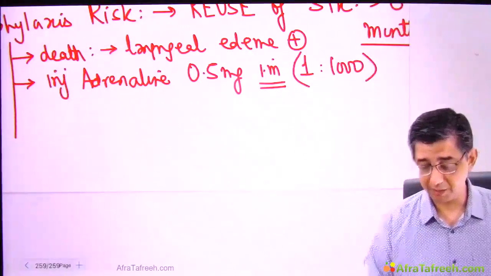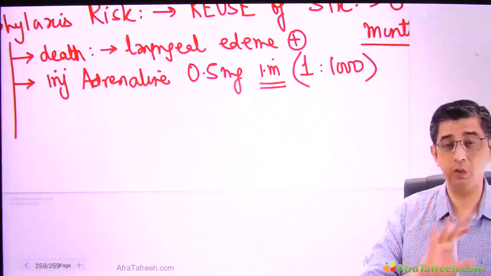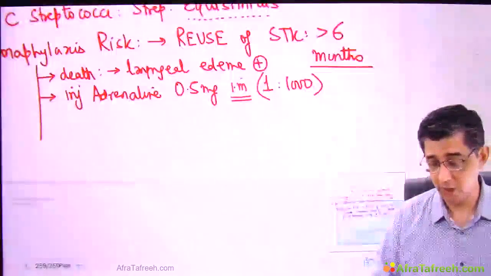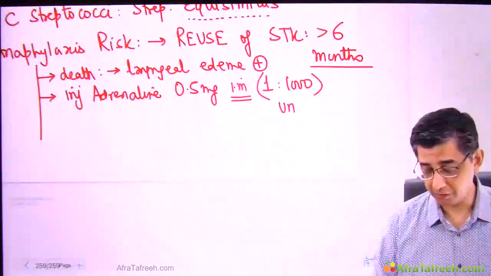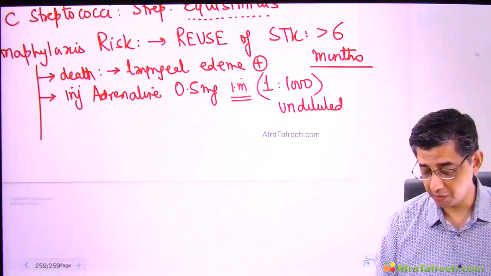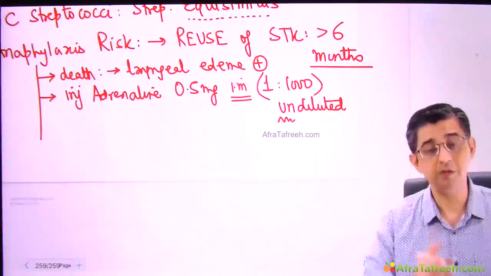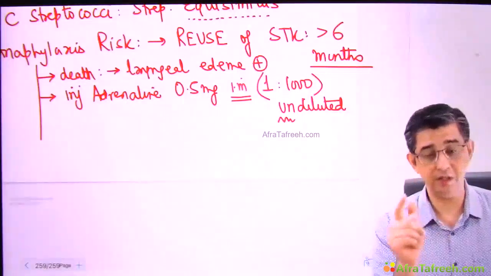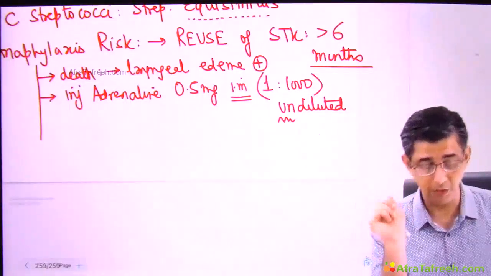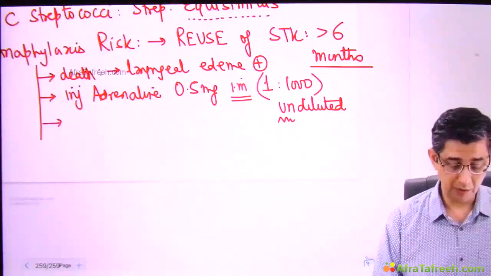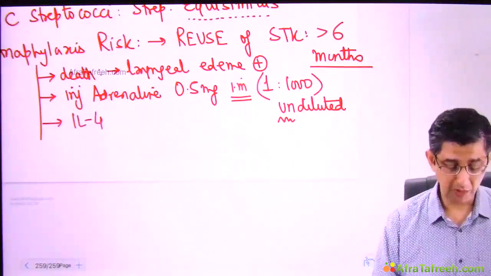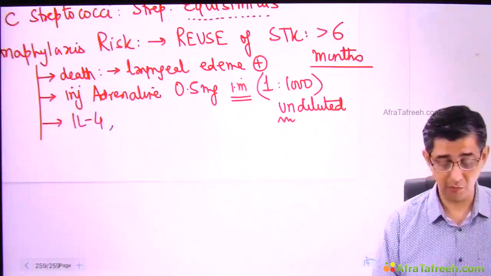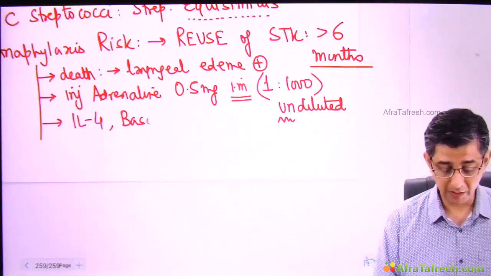Please remember the fact that in cardiac arrest it is always 1:10,000. It's always diluted. I repeat the fact once again, the only scenario where we give undiluted adrenaline is anaphylactic shock. For cardiac arrest it is always diluted adrenaline that would be given. Apart from this, they have asked about the cytokine which is involved in anaphylaxis, that is interleukin 4. They've asked which cell mediates anaphylaxis.